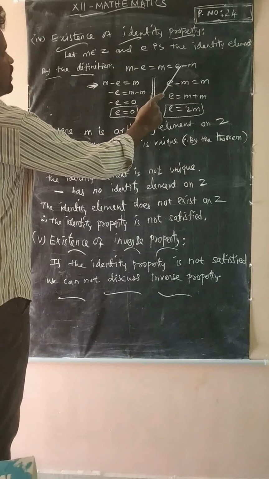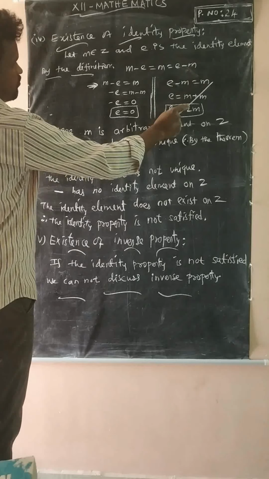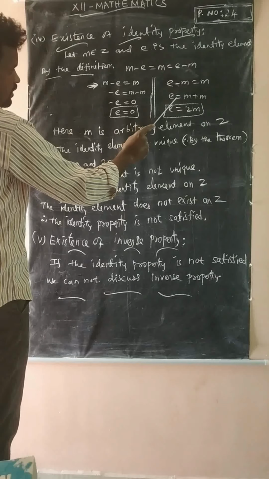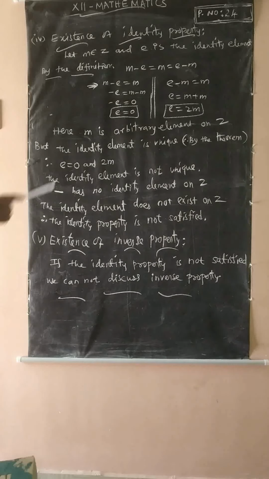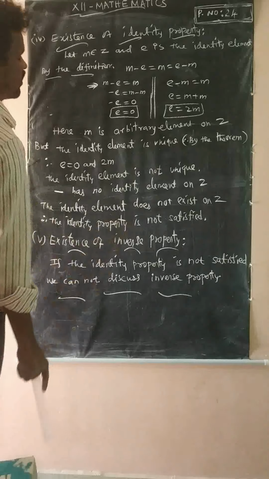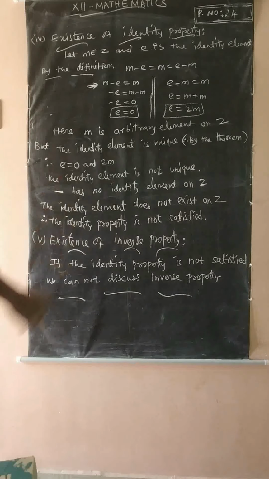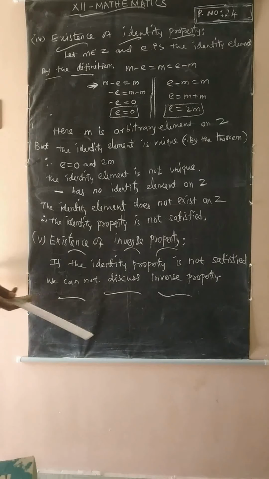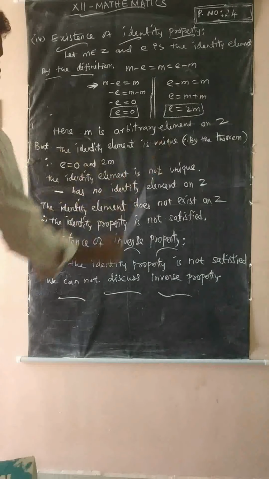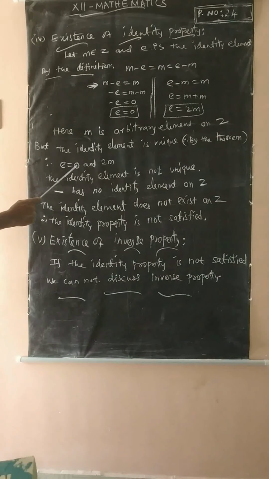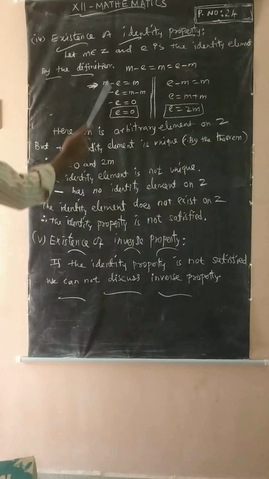Another one here, take another part. E minus m is equal to m. So here E is equal to m plus m, that is 2m. E is equal to 2m. So here m is the arbitrary element. Arbitrary element means E has many more values: 0, 1, 2, 3, 4, etc. But our theorem shows the identity element is unique. The identity element is unique by the theorem. Okay, here the identity element is equal to what? 0 and 2m. So the identity element is not unique in this question.